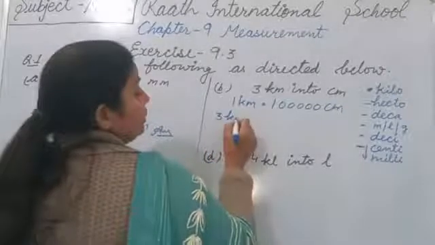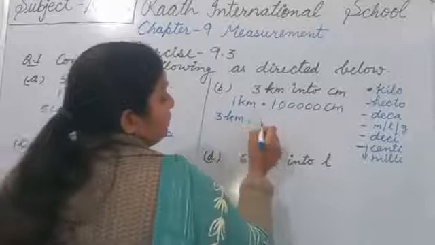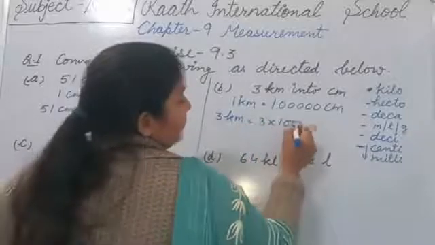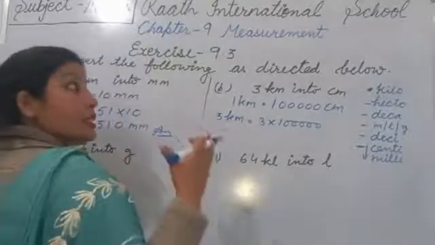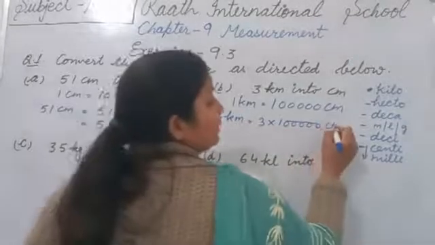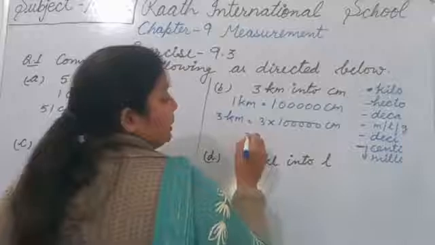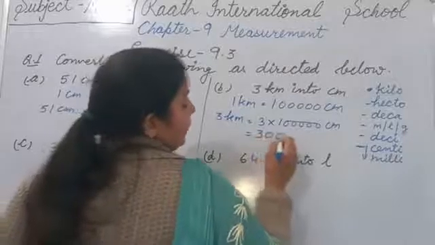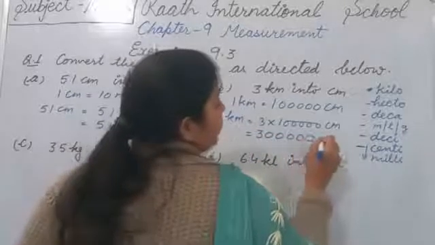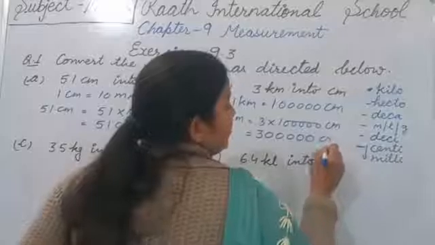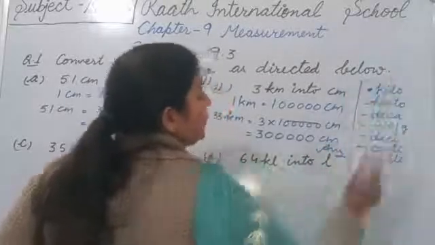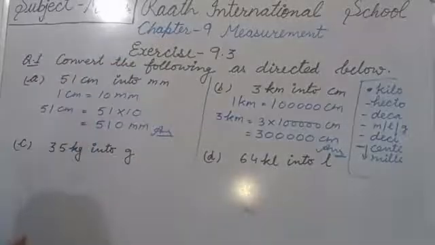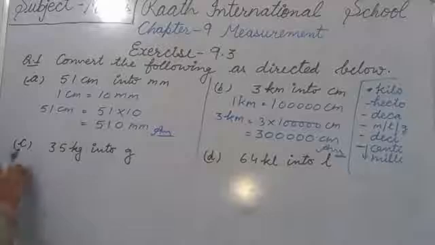Now there is 3 kilometer. So 3 multiplied by 1 lakh, because we are coming from big to small. From big we are coming to small, so we will multiply. That means 3 lakh centimeter. That's our answer. Okay. So for that we require the relationship. You must learn the relationship. Okay.